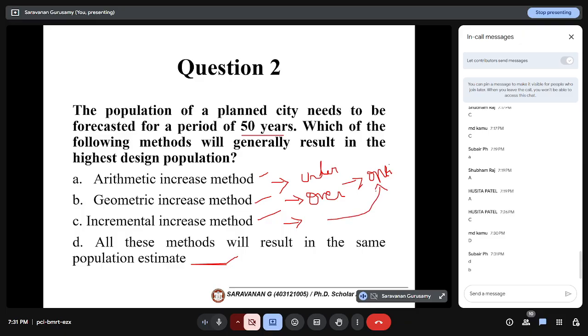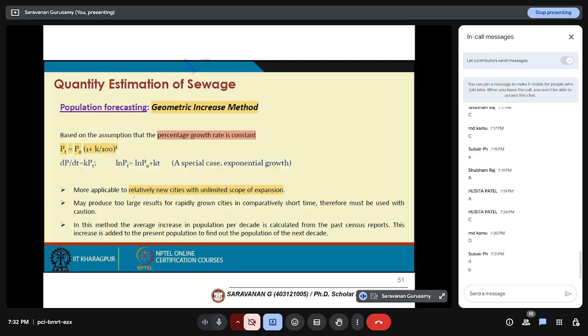Okay, geometric. Yeah, okay. Because we have found in the example also, today's population is 4,000, but what we have calculated after 20 years, arithmetic gave 9,500, but geometric gave 1,50,000. But if you find with incremental increase, you will find the average value of 45,000 or something. So that's why we have shifted from each method. So based on which city, we can use which method to adopt. So highest design population will be always given by geometric increase method. That is an overestimate actually. But for a developing city, that is better. See, relatively new city with unlimited scope of expansion gives too large results. But arithmetic increase method will give you too small results.